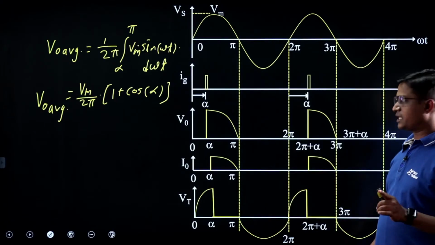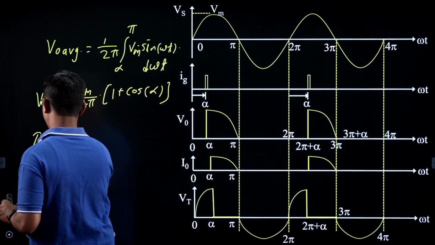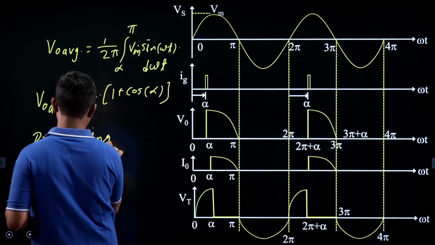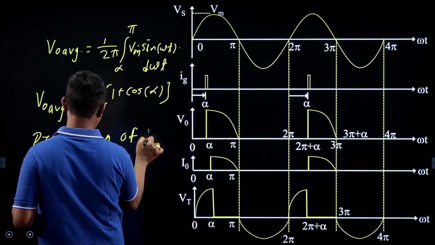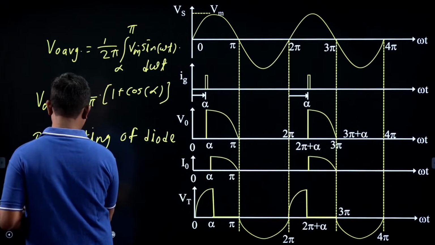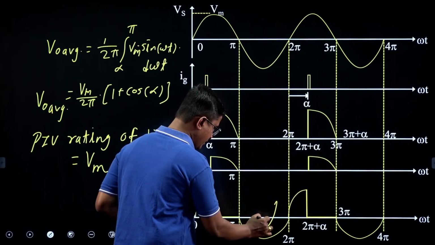Next, second is the PIV rating of the diode. PIV stands for peak inverse voltage. What is the peak value of this reverse voltage? It is equal to Vmax.